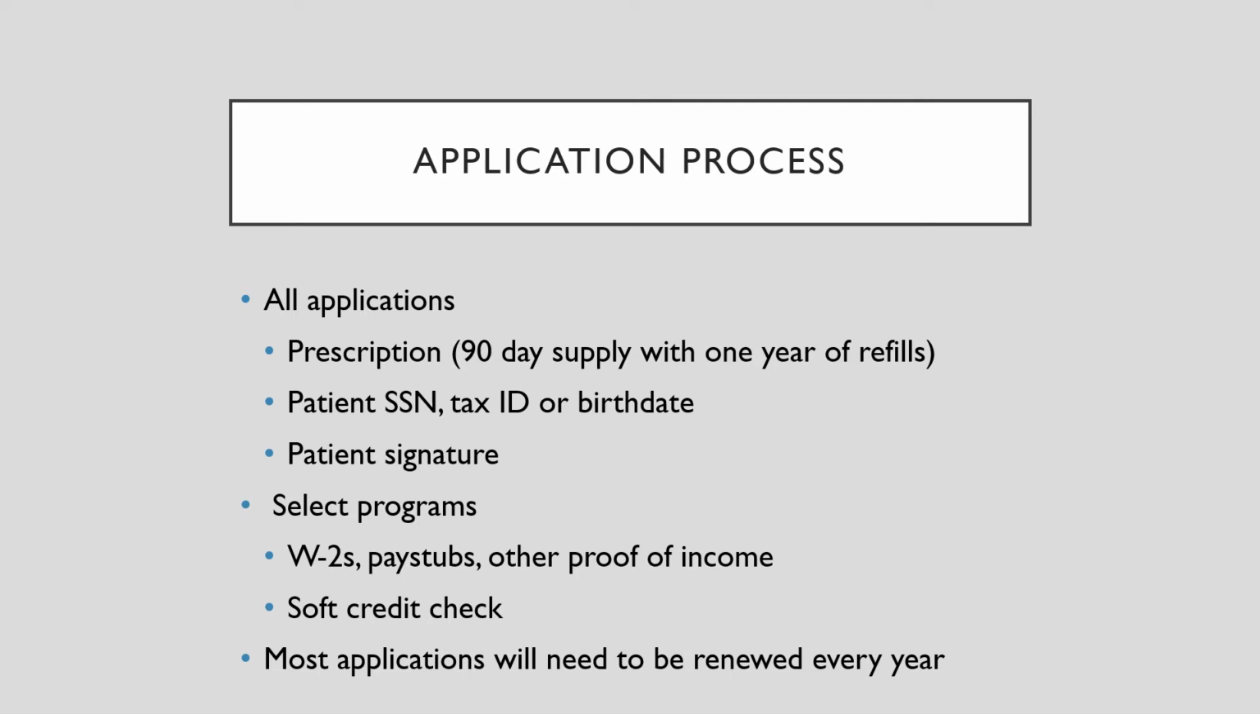There are a few programs that may require a little more documentation, such as proof of income, and some will perform a soft credit check to ensure the patient is being honest about his or her income. Finally, most PAP applications are good for 1 year, and the applicant will need to reapply each year to ensure he or she still meets qualifications. If the prescription needs to be updated before the patient needs to reapply for the program, and the patient will need a larger supply of the medication, you can reapply early with the same process and an updated prescription.